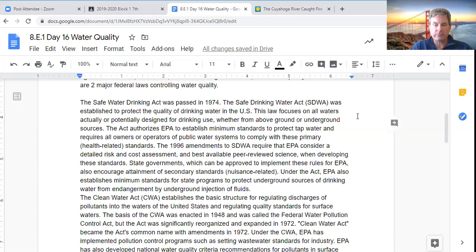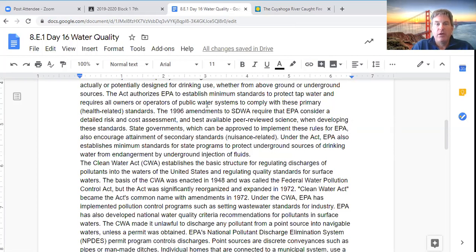So in 1974, the Safe Drinking Water Act was passed to establish the quality of drinking water in the U.S. The law focuses on all waters actually or potentially designed for drinking use, whether from above ground or underground. The act authorizes the EPA to establish minimum standards to protect tap water and requires all owners and operators of public water systems to comply with these primary health-related standards. In 1996, that's fairly lately, right? The amendments to the Safe Drinking Water Act required EPA to consider a detailed risk and cost assessment and best available peer-reviewed science while developing these standards.